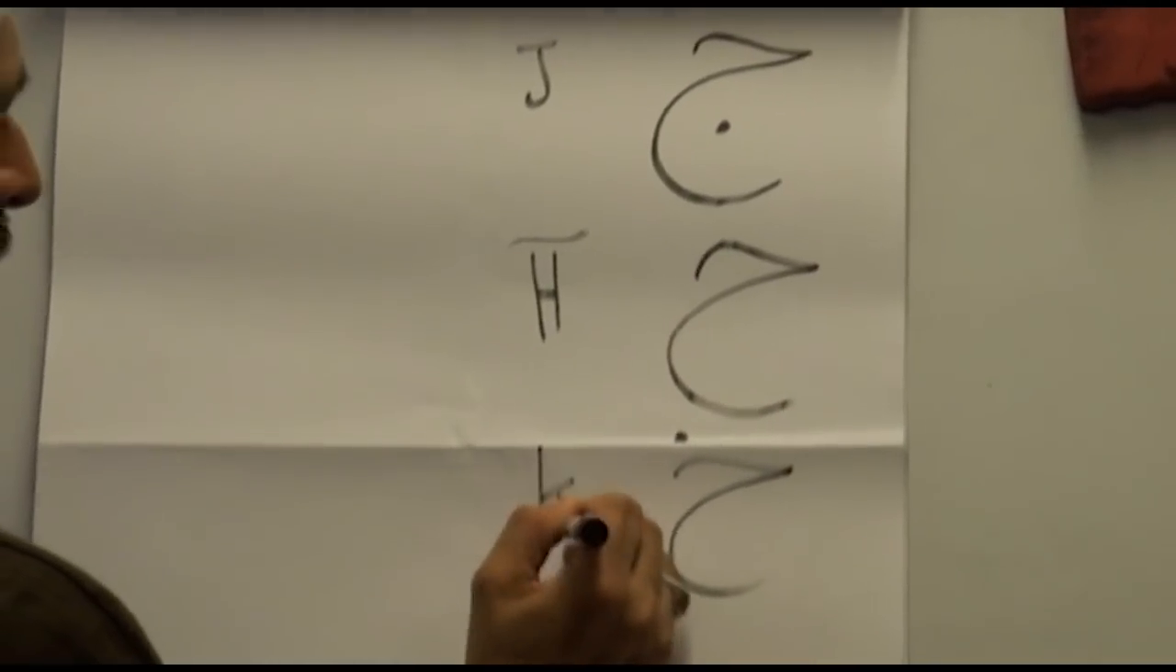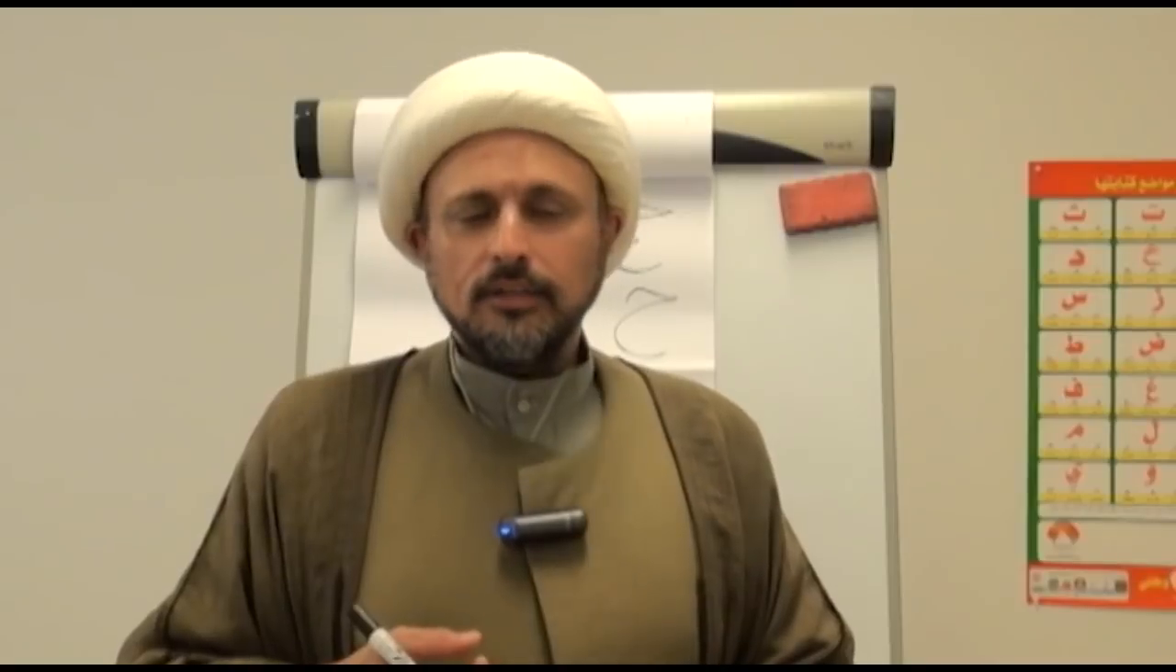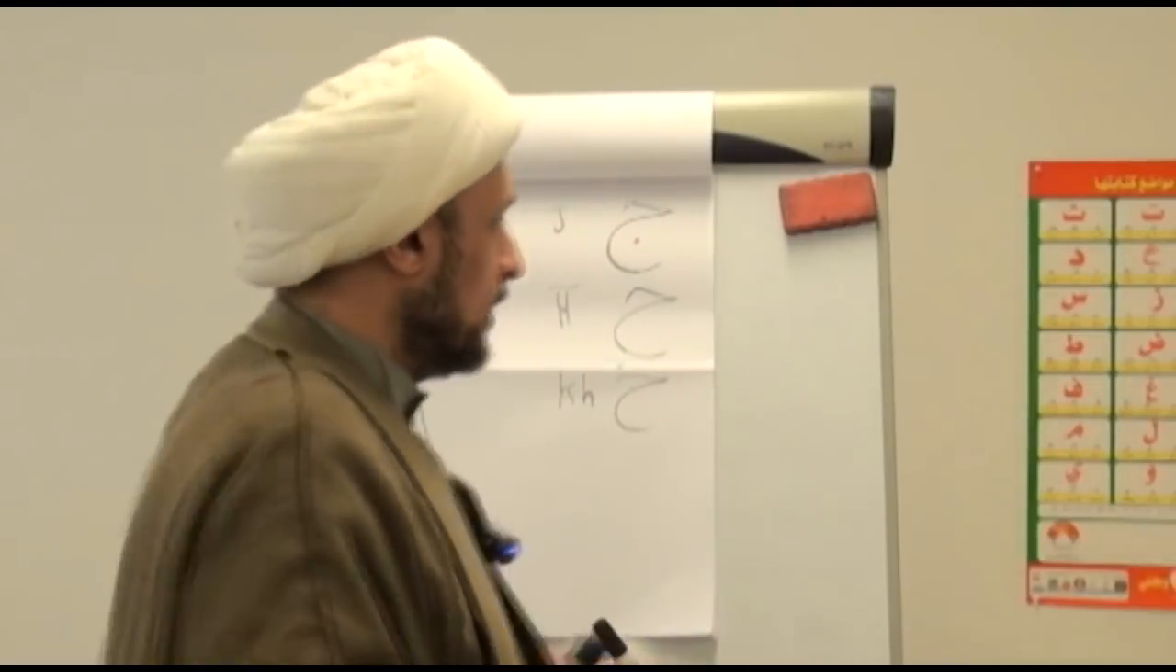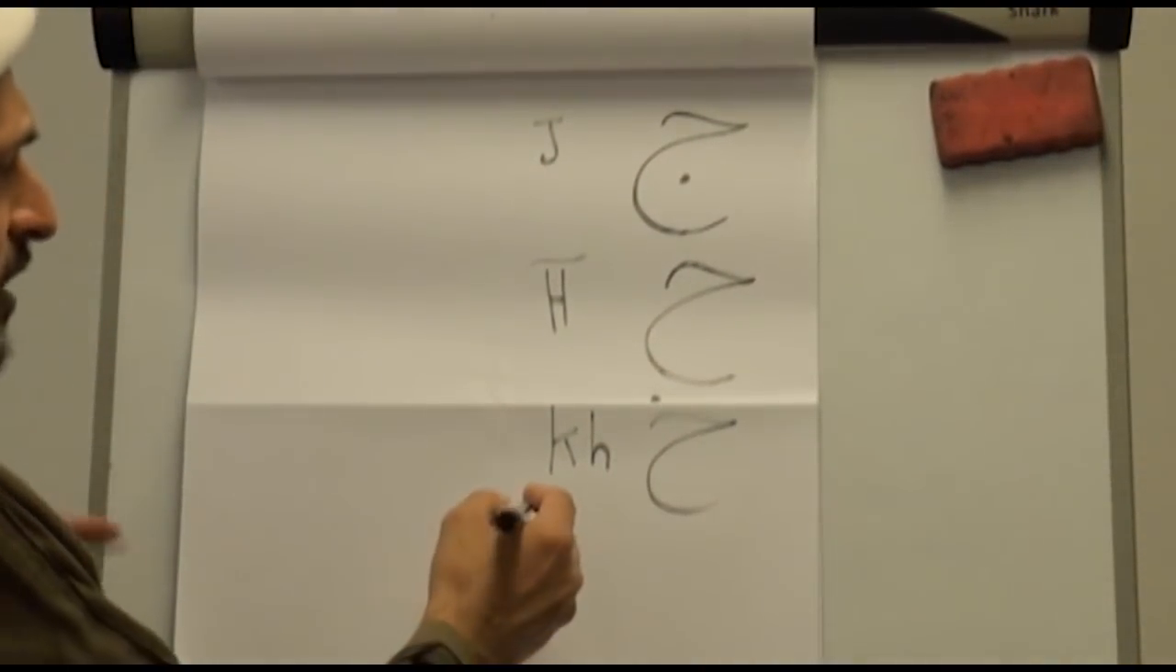Kha is like K and H together. Like if somebody has something stuck in his throat. Sorry about that. Just to show you where the sound comes from. When people want to spit the sputum, they easily do it, but when they want to say kha, they have problems. Khalil. Many people have difficulty in saying Khalil, so they say Halil. And some of them say Khalil. So this is Ha, Kha.